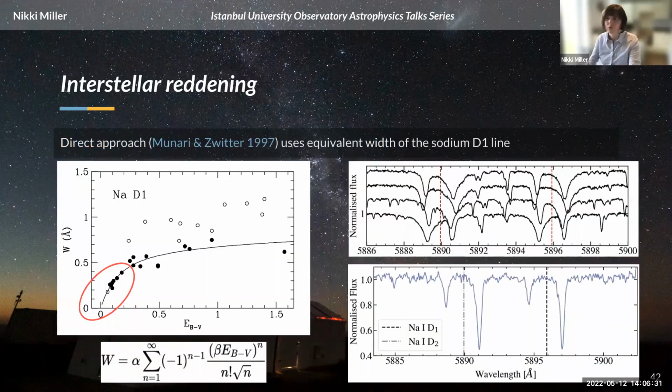So the approach that we use, I sort of brushed over this briefly. We use a direct approach where we measure the equivalent width of the sodium D1 line. And as you can see for these two examples of the spectra that I've given, you can barely see the interstellar sodium D line. So we're definitely down this end of this plot of reddening against equivalent width. This end of the plot is a little bit sparse, so we would like to work on populating that a bit more in the future so we have a better estimate.